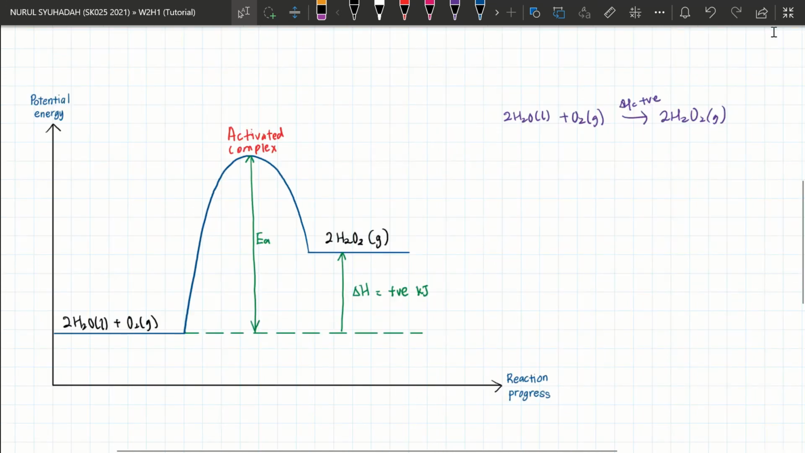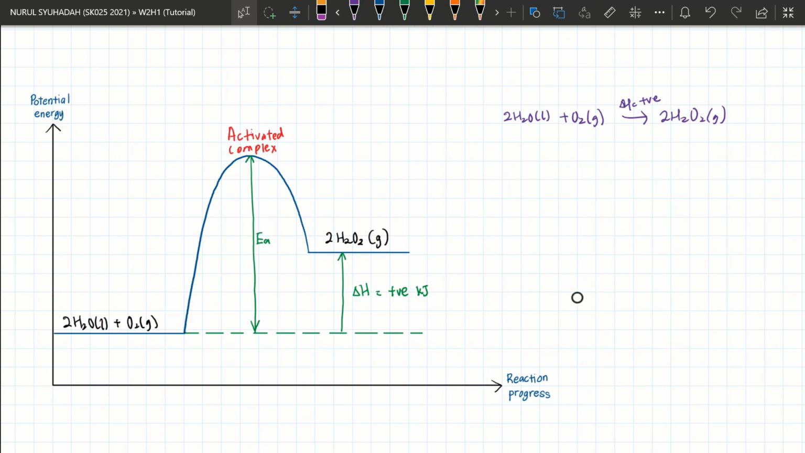You might wonder, how do we get a reverse activation energy for an endothermic reaction? Just now, we did it for an exothermic reaction. To find the reverse activation energy, we add the value of the forward activation energy with the delta H of the reaction. But how about an endothermic reaction? This is the one that we did previously.